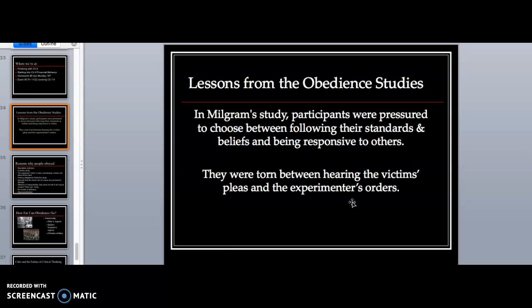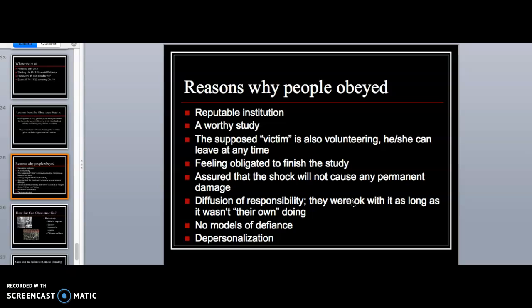Some lessons from the obedience studies. What did we learn by Milgram studies? In Milgram study, participants were pressured, right, to choose between following their standards and beliefs and then being responsive to others. They would hear others crying out on the other side of the wall. This would compel them to want to stop, yet they were torn between hearing the victim's pleas and also hearing the experimenter's orders to continue the experiment and not stop.